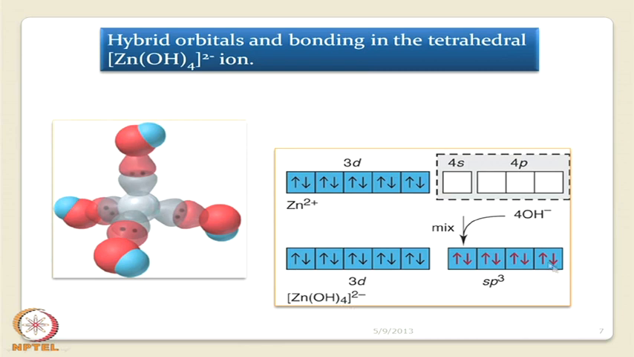So this is a diamagnetic compound like the free zinc ion, that means the zinc salt what we can use, the zinc chloride or zinc sulfate, which is also diamagnetic. So after this type of anionic complex formation, it remains in the corresponding diamagnetic state in Zn(OH)4 2 minus.